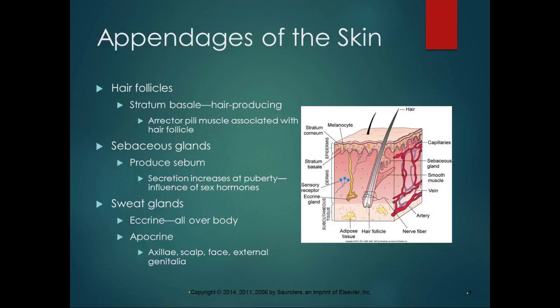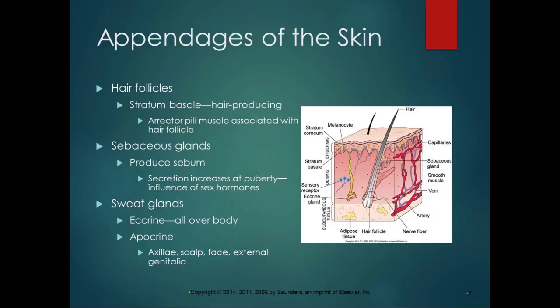There are two types of sweat glands, apocrine and eccrine. So the apocrine glands are located all over the body and secrete sweat through pores onto the skin in response to increased heat or emotional stress. So that's your fear sweat, I guess. That's your practical exam sweat, we'll just say.